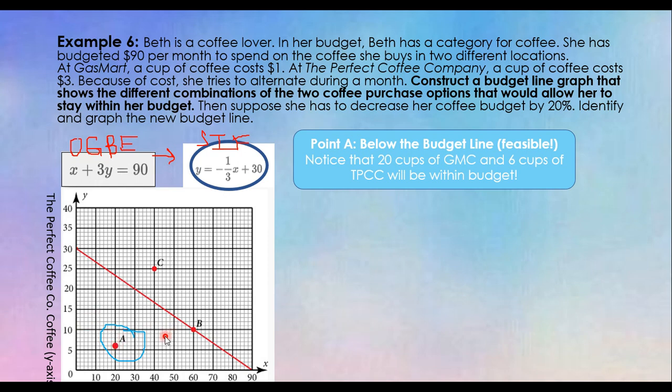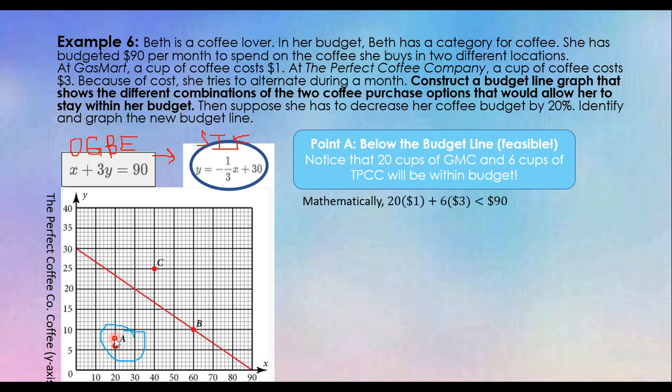Any point you could have selected, this one would be 40 cups of coffee from Gas Mart and 10 cups of coffee from Perfect Coffee Co. That is also within budget. I could have gone way over here to no cups of Gas Mart coffee, but 25 cups of the Perfect Coffee Co., and I would still be within my budget. I could choose something crazy like this, looks like 14 cups at the Gas Mart and 21 cups at the Perfect Coffee Co. Anything in here is going to be within the feasible region.